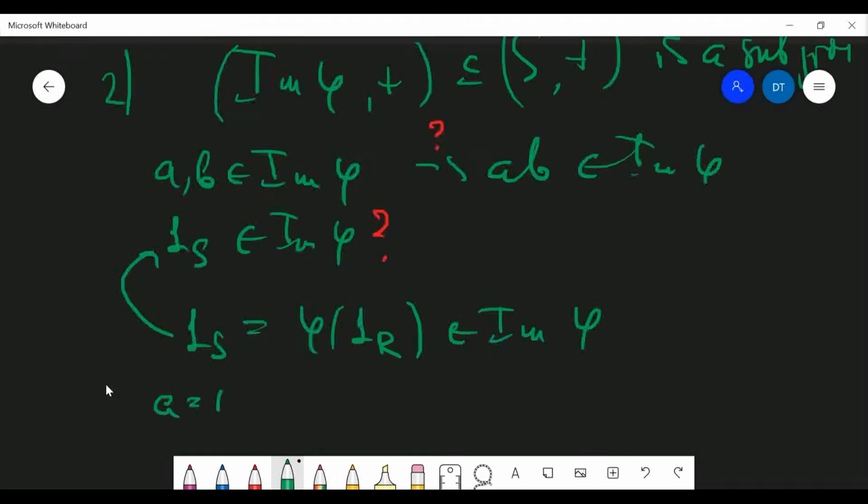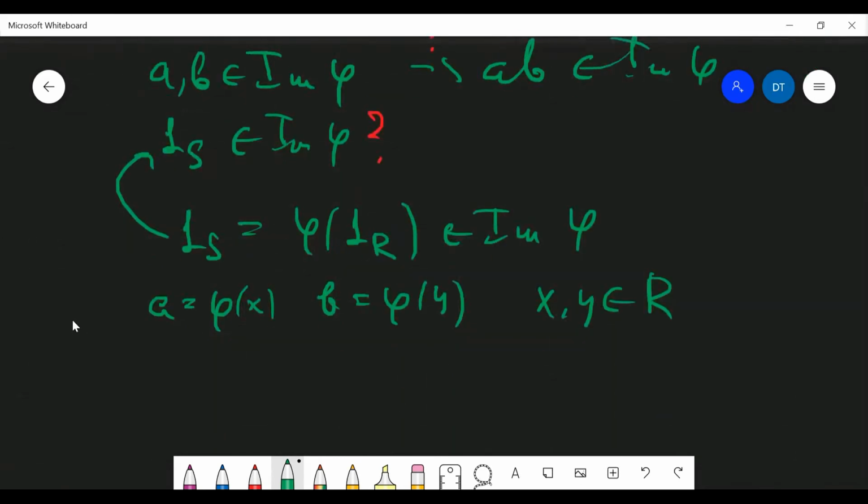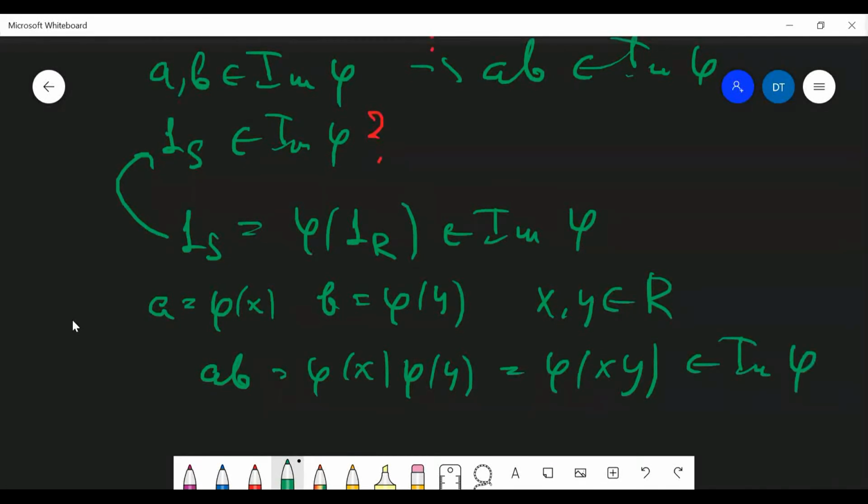Well, a must be phi of x for some element, b must be phi of y for some element, x and y are inside of R. Then, if you multiply a and b, you will get phi of x times phi of y, because phi is a homomorphism. This is phi of xy, and this is also inside the image of phi. So that's why the first one is true. So all the axioms of a subring are satisfied.